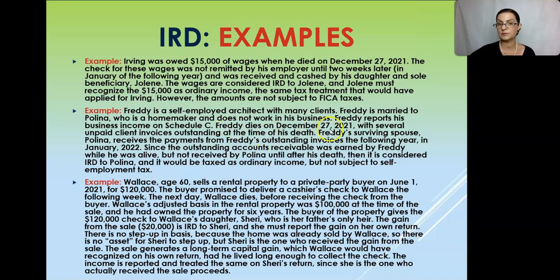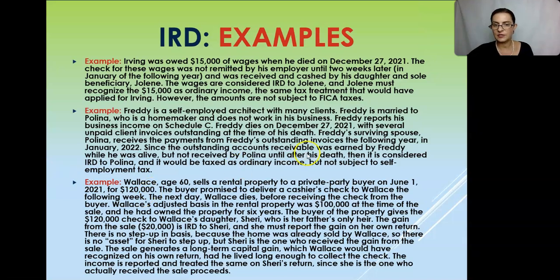Freddie dies on December 27th, once again, right at the end of the year. He has several unpaid client invoices outstanding at the time of his death. Freddie's surviving spouse, Paulina, receives the payments from Freddie's outstanding invoices the following year in January. So she receives money that he earned while he was still alive because he had accounts receivable. He was billing his clients.